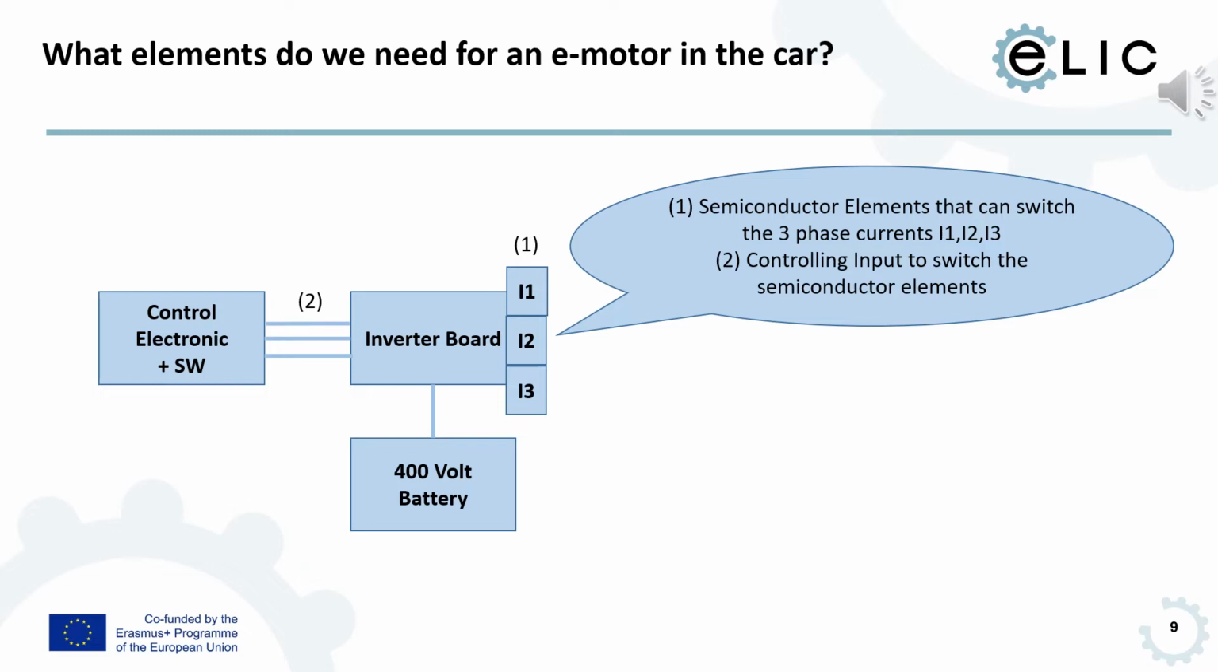In reality, when we come to the inverter board, the I1, I2, I3 are represented by semiconductor elements. They are called MOSFETs, and they are kind of switches where you can switch on and off the 400-volt power towards the phase current. And the electronic control unit can open or close these gates I1, I2, and I3.